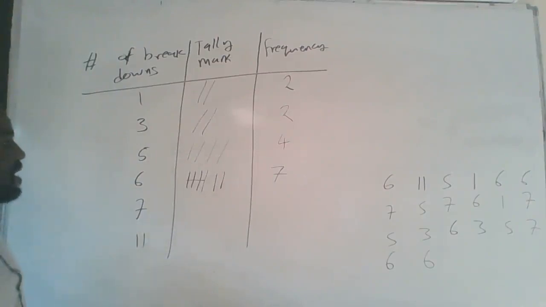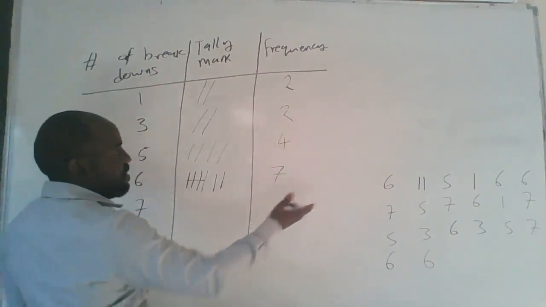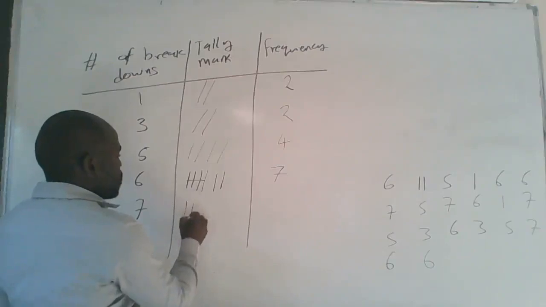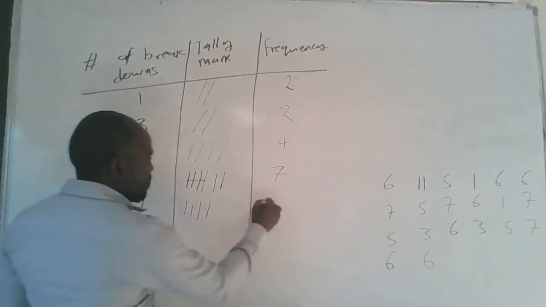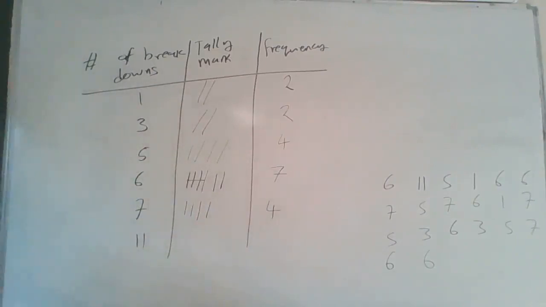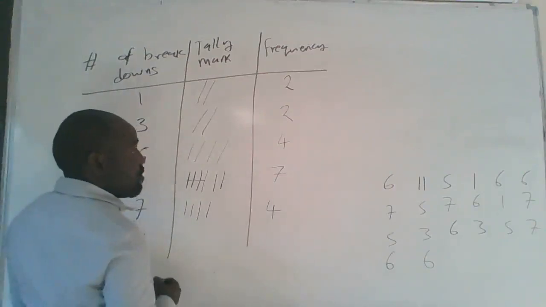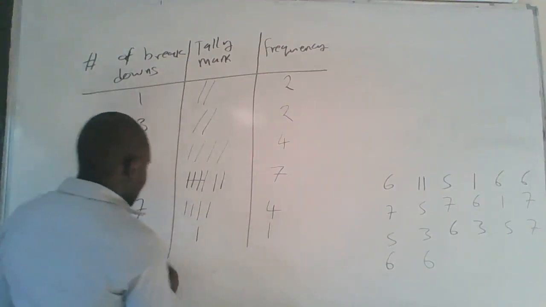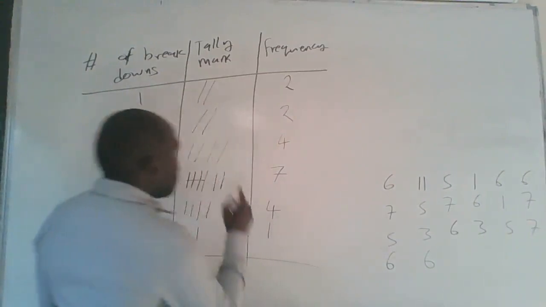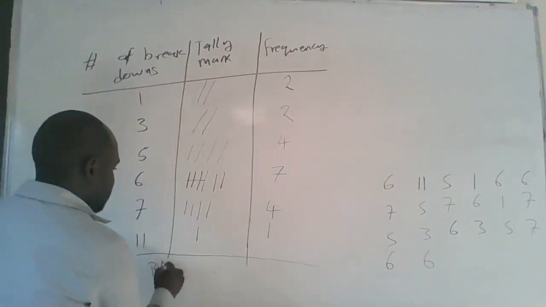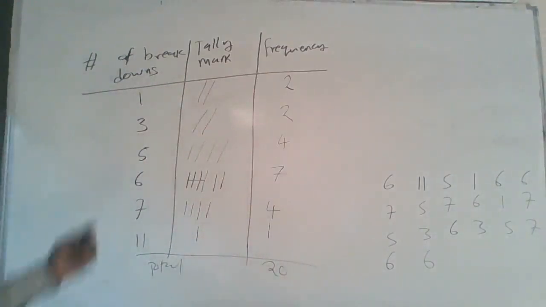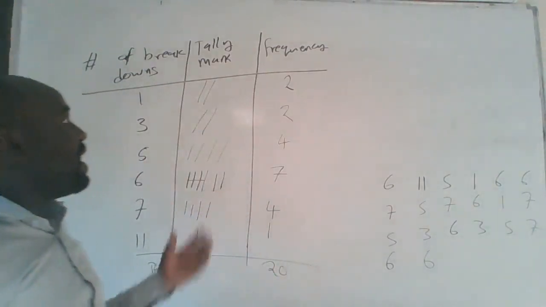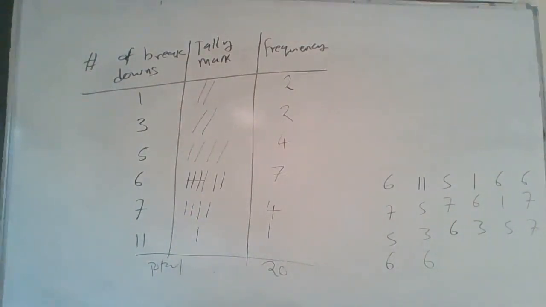We go to number 7. First row, we don't have. Second row, we have 3, so 1, 2, 3. Fourth row, we have 1. Fifth row, we don't have. So these are 4. We go to the number 11. There's only one 11, which is in the first row, so we put 1 there. If we check this to get the total frequency, we have our 20 there. So this is how we construct a frequency distribution.